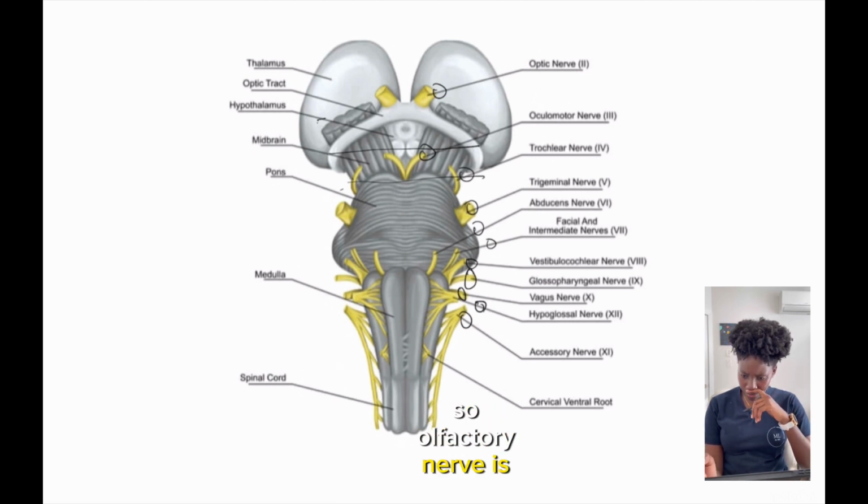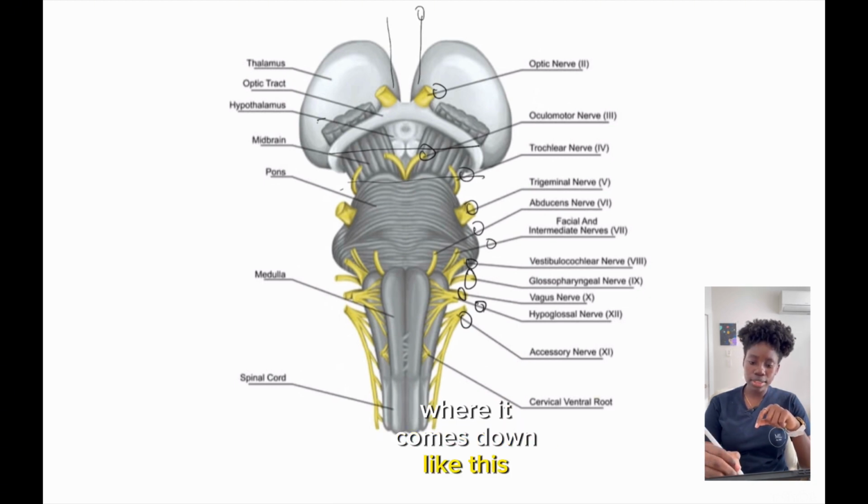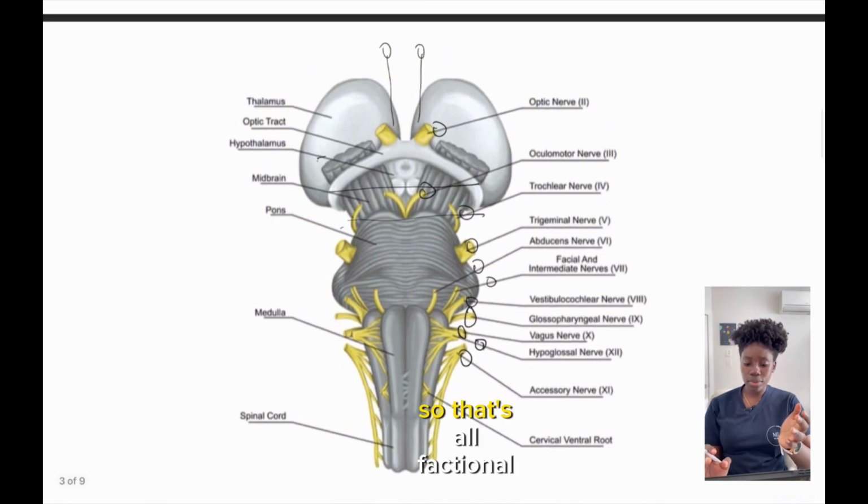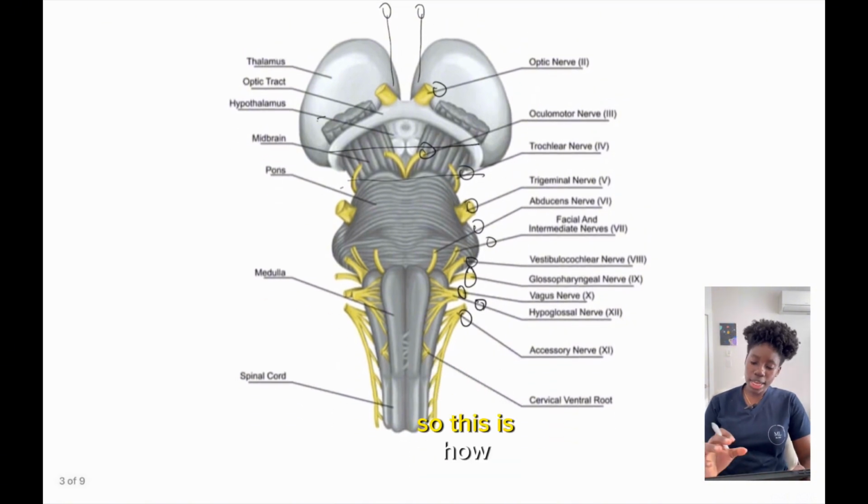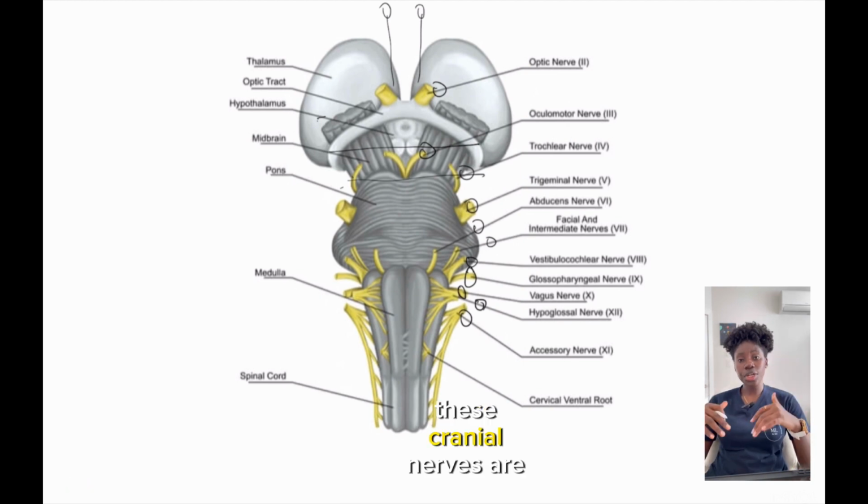The olfactory nerve is not shown in this picture, where it comes down like this. If you remember, it usually looks something like this. So that's the olfactory nerve. This is how these cranial nerves are distributed.